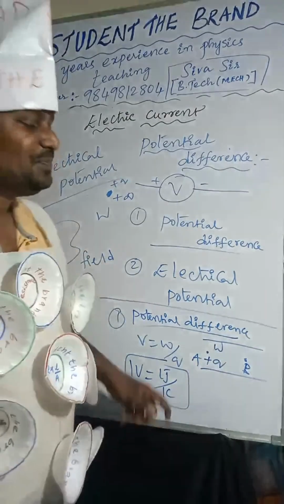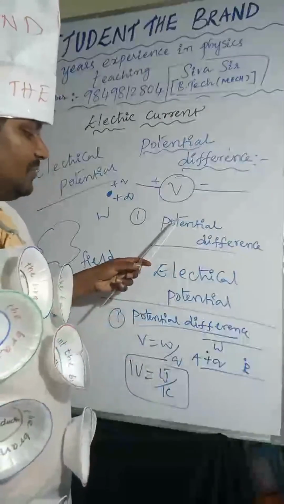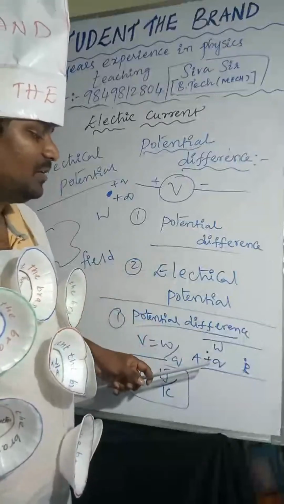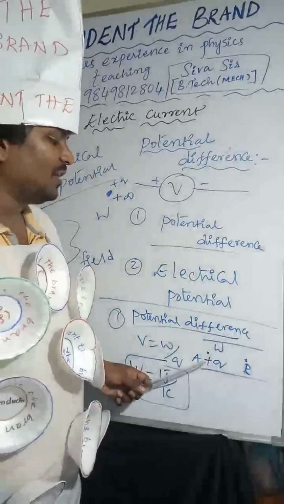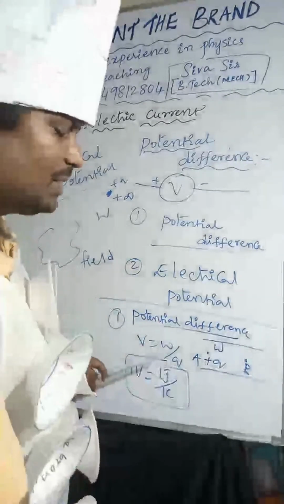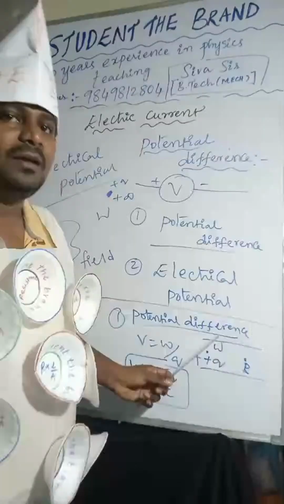Potential difference is nothing but the work done to bring a unit positive charge from one point to another point.